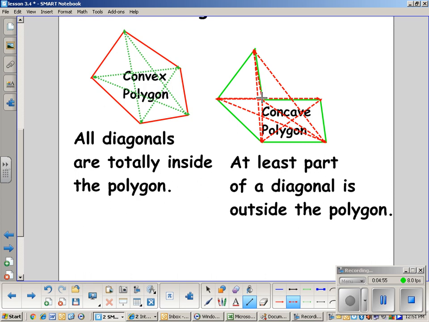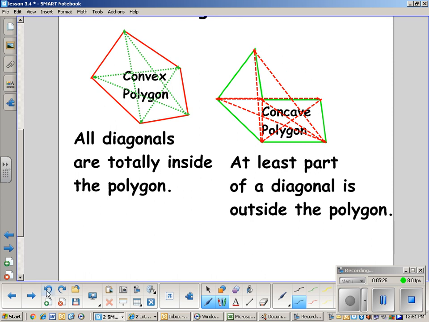So all of these diagonals are inside. Every bit of them are inside the polygon. If we look at the concave one, and I draw all the diagonals we have here, oops, that one doesn't go there. Oh, this one. There we go. I draw all those in there, and at least part of these diagonals, these parts out here, are not inside the polygon. And so that makes it concave.